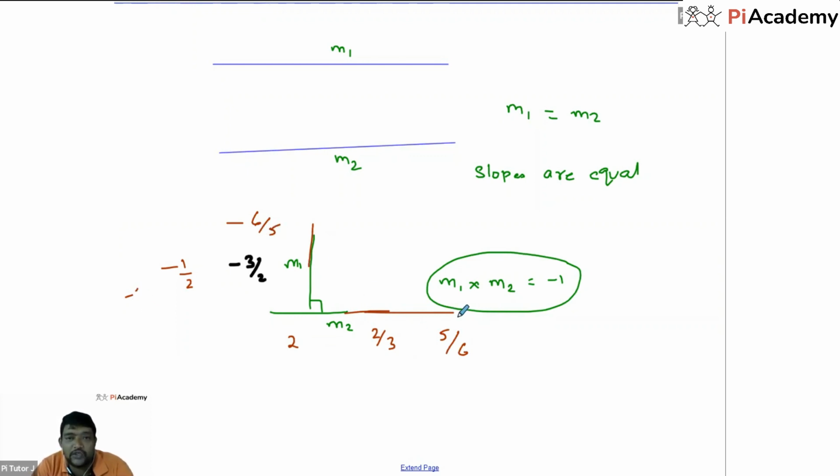You basically flip it and add a negative sign. So you need to remember these two. When two lines are parallel, their slopes are equal. When two lines are perpendicular, the product of their slopes is -1. Good. Let's go to the next question, guys.